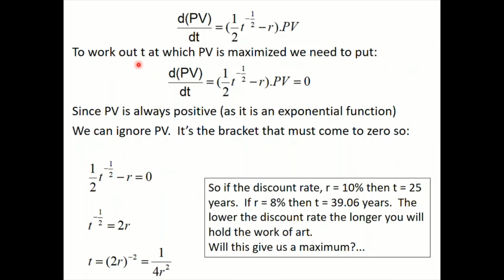Working out which t at which PV is maximized, we need to set what we have calculated above equal to 0. That there is our first order condition, setting dPV over dt equal to 0. First of all, we just need to see we have PV here, which is present value. Now, this is always going to be positive. It's an exponential function.